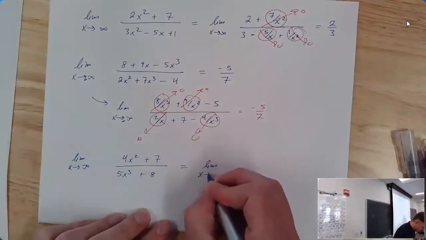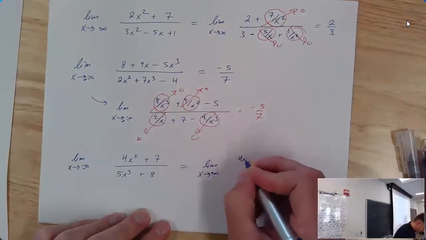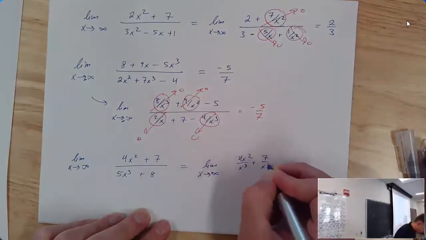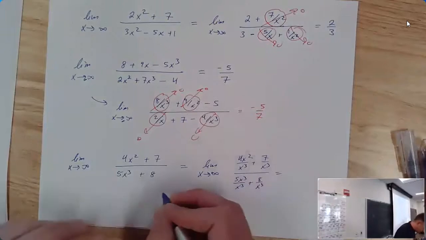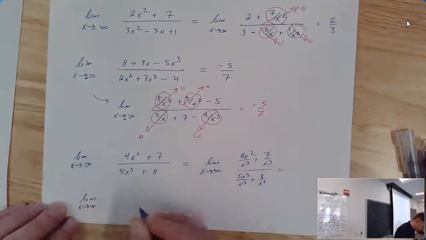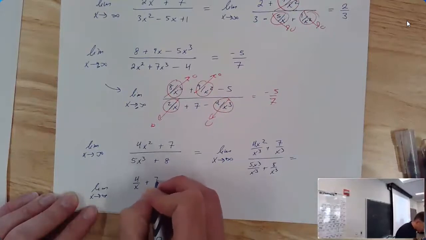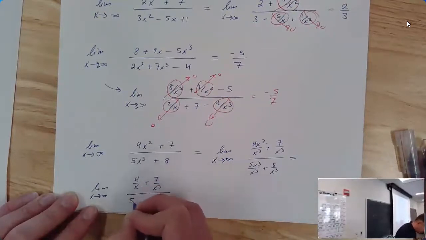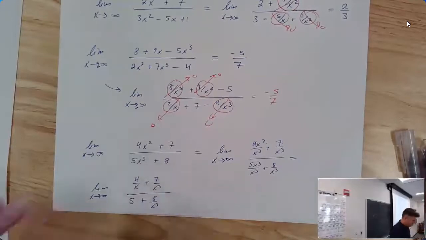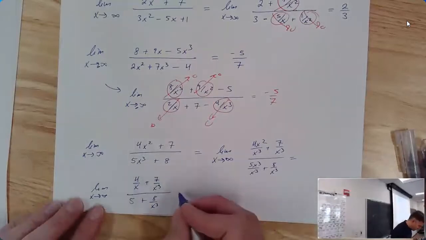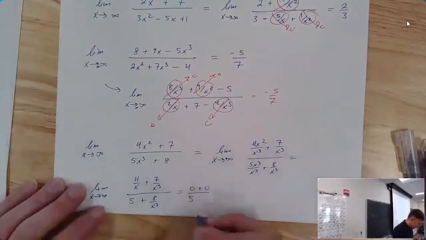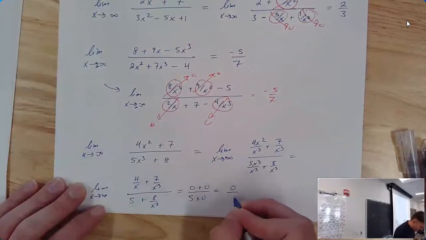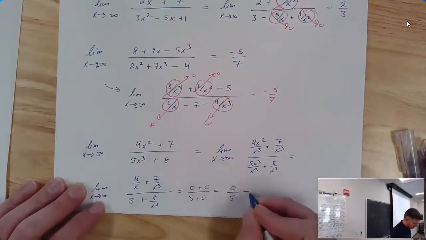If I divide everything by x cubed, I'm going to get 4x squared over x cubed, 7 over x cubed, 5x cubed over x cubed, 8 over x cubed. I guess I could have simplified. That's going to be the limit as x goes to infinity of 4 over x plus 7 over x cubed over 5 plus 8 over x cubed. And all the things being divided by x that's getting very, very large are going to go to 0. So 4 over x goes to 0, 7 over x cubed goes to 0, 5 is just 5, and 8 over x cubed goes to 0. And what's 0 divided by 5? 0. Question?